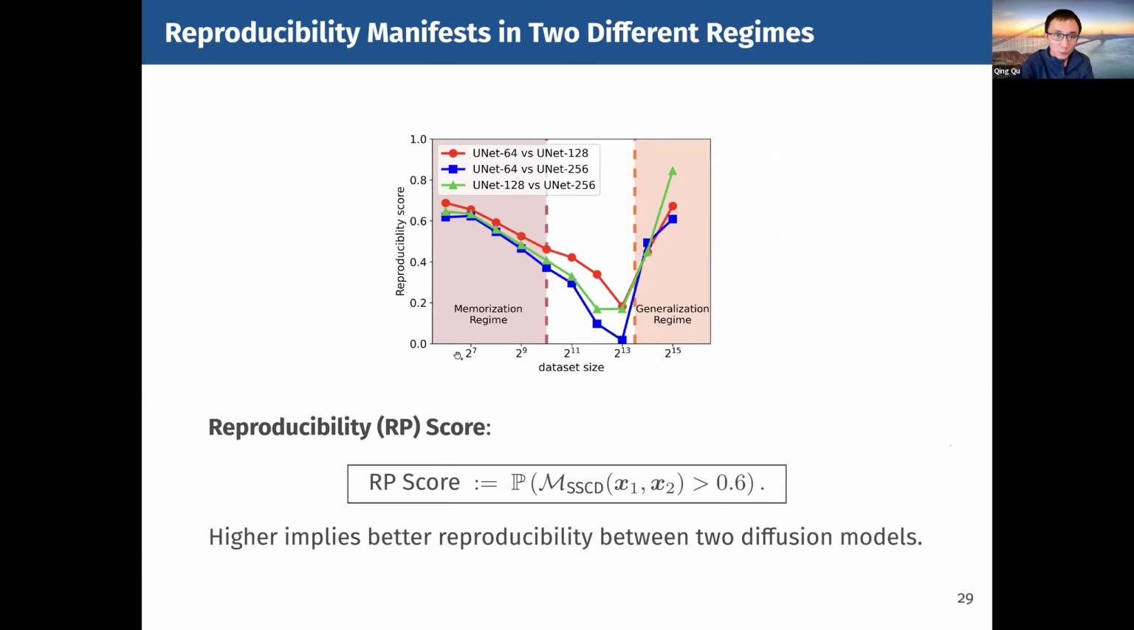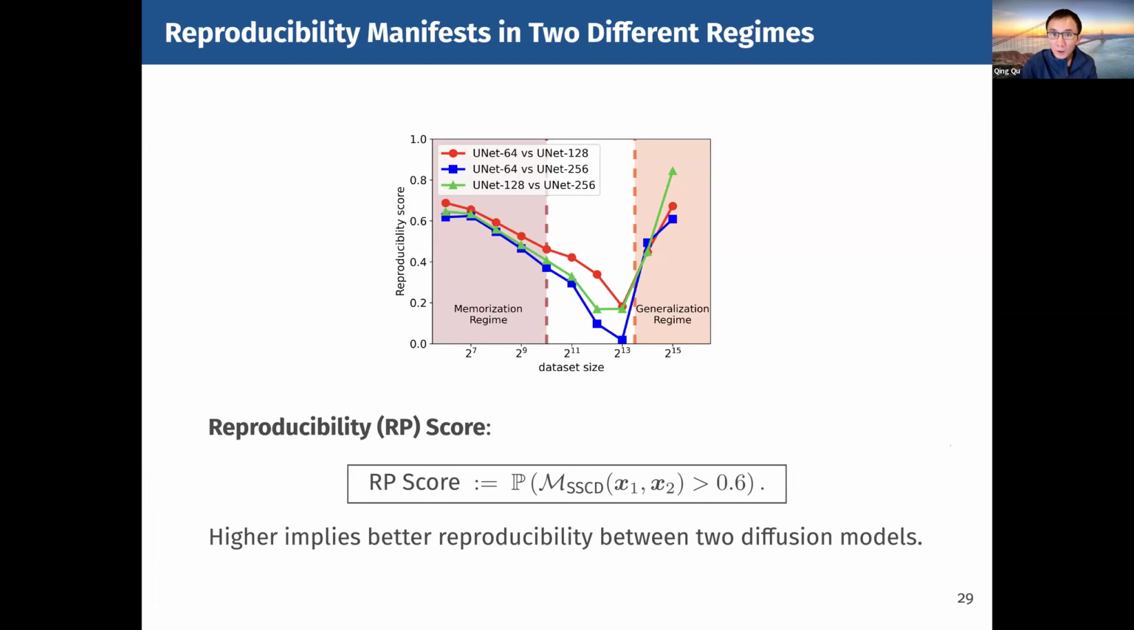We also did some experiments to study how the size of the training data set affects the reproducibility phenomenon. Here we compare the reproducibility between different models while changing the size of the training data, where the x-axis is the size of the training data in log scale, and the y-axis is the reproducibility score. What we find is that when the training data set is small, you have high reproducibility between different models. As we increase the size of training data, the reproducibility diminishes, and then as you further increase the size of your training data, the reproducibility reemerges again.